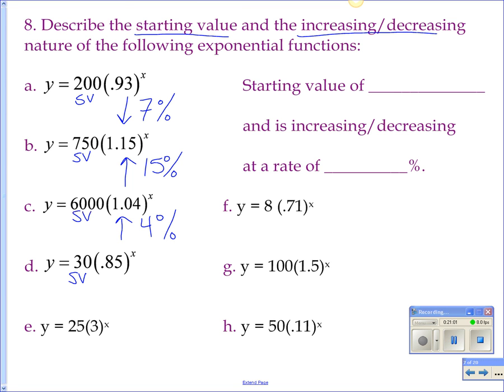Dylan, what do I have to do with the 0.85? Subtract 1. So to get the percentage, you have to subtract 1. What do you get when you subtract 1?